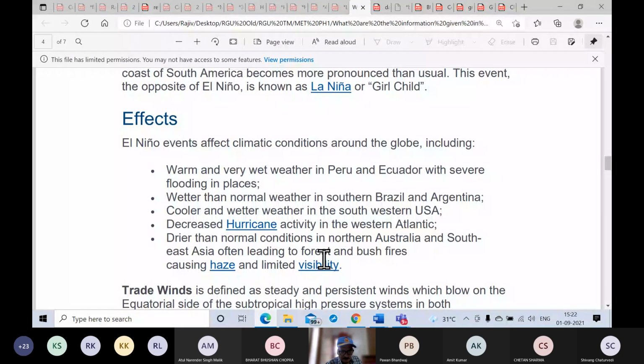By definition, right? By a description of El Nino. You may note these points. These are the effects of El Nino.